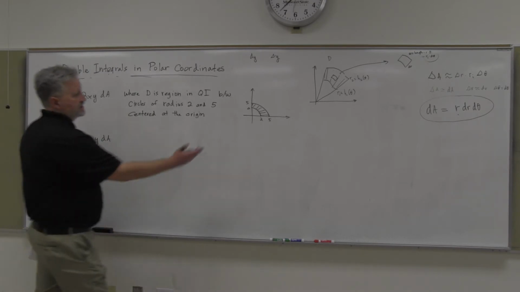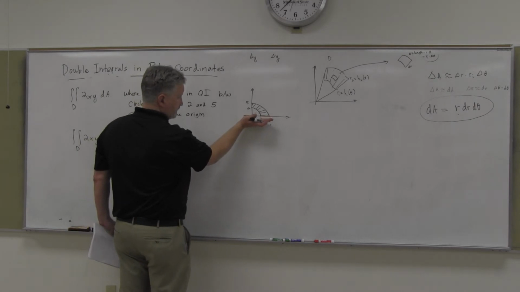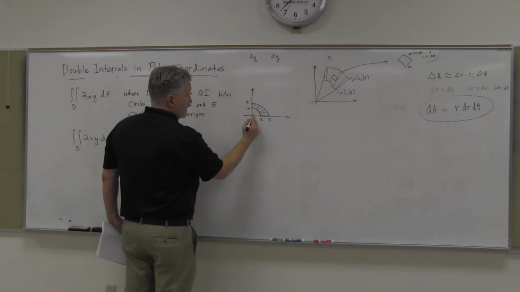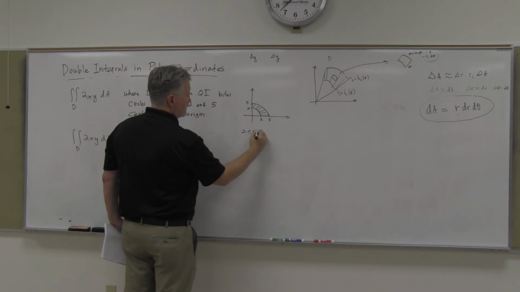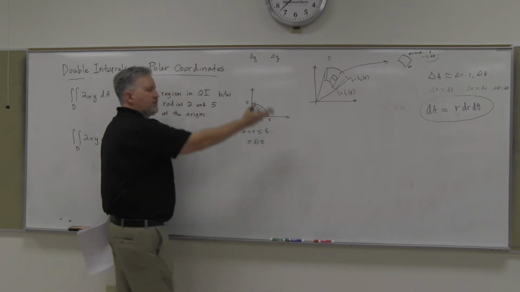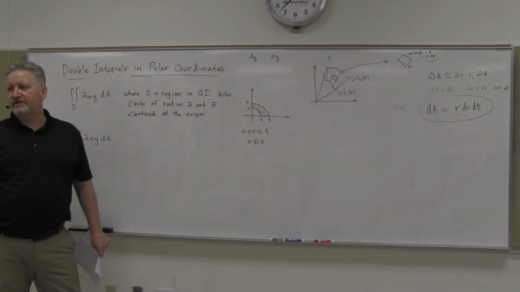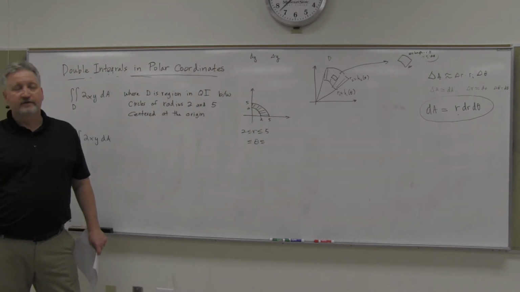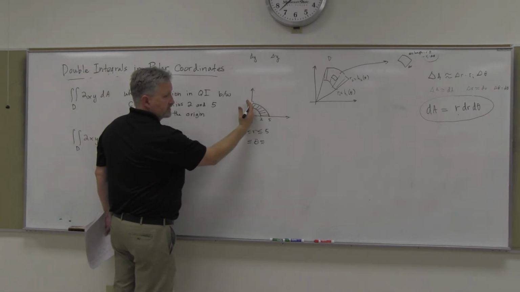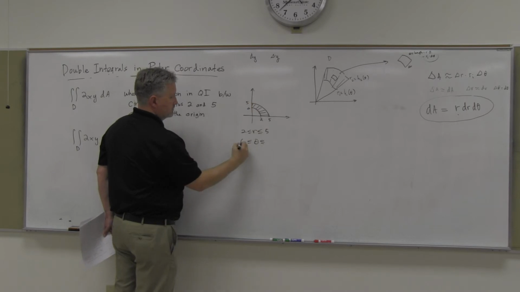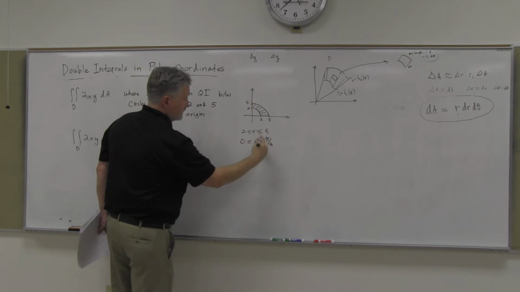So the r's obviously go from a radius 2 to radius 5. So r goes between 2 and 5. What about theta? Well, I'm not sweeping out the whole 360, 2 pi. Theta would just go from 0 to 90, pi over 2. With me there? All right.